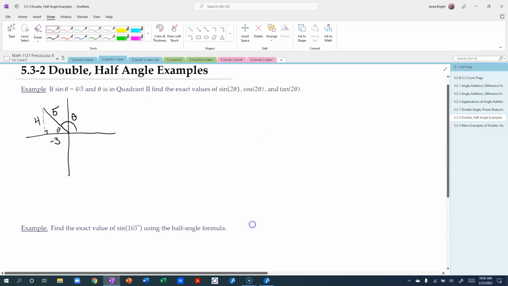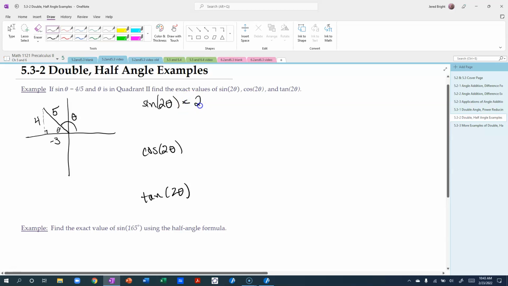I need to find sine 2 theta. I need to find cosine of 2 theta. And then tangent of 2 theta. Okay, fine. And now this is where we pull out the formulas that we have for each of these.